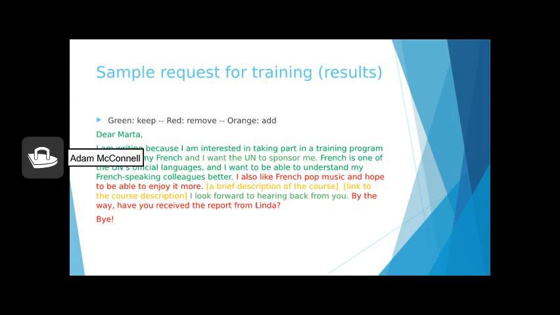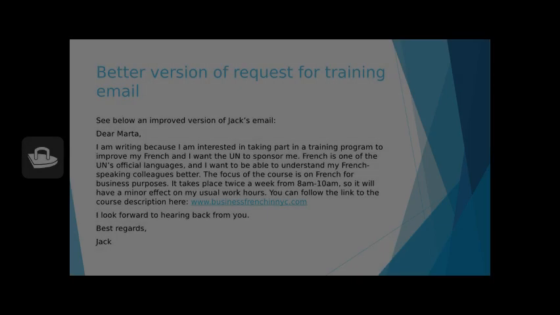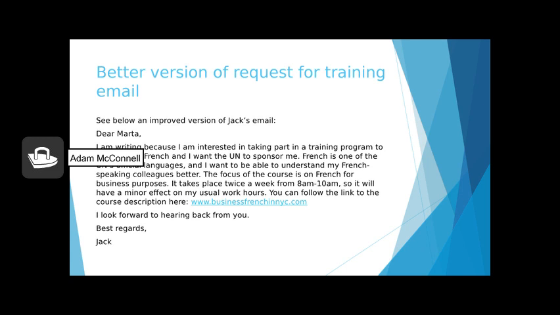Great work! Review the email. Green means that the language should be kept. Red means that language should be removed because it is unnecessary. Orange shows components that should be added. Now we have an improved version of Jack's email to Marta. Can you see how this email gets to the point more directly and includes necessary information without unimportant details?